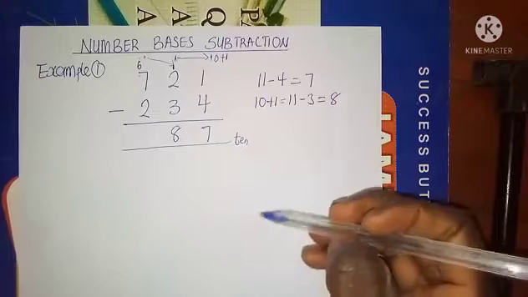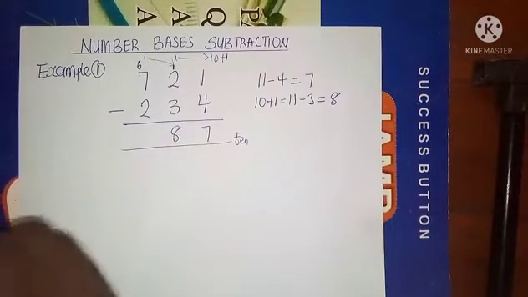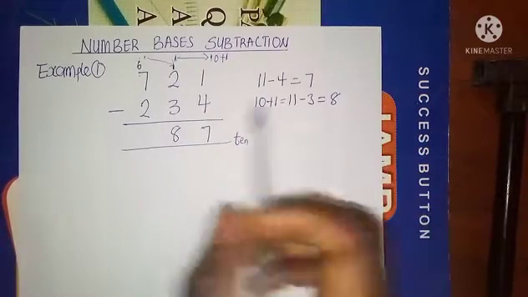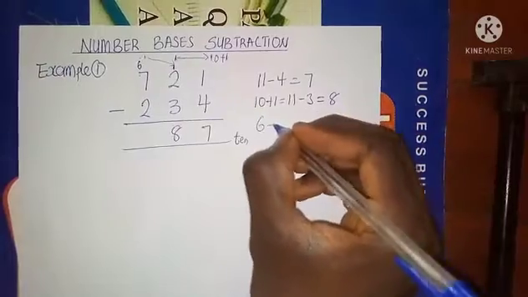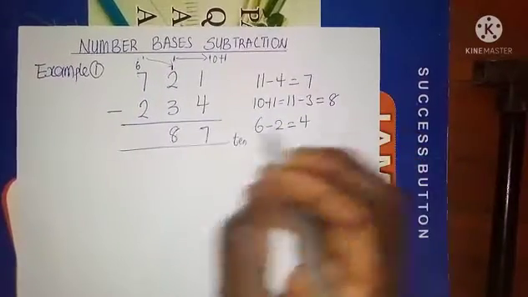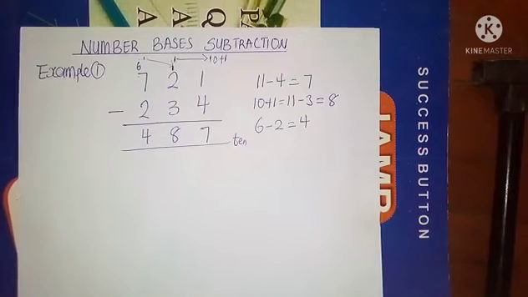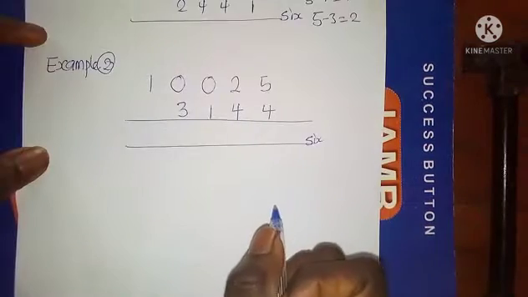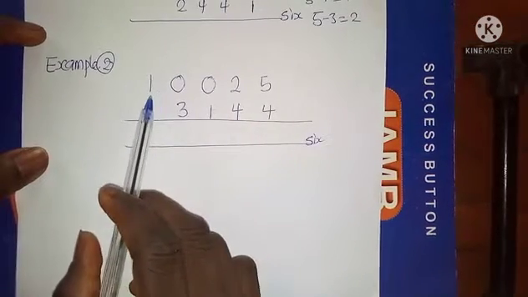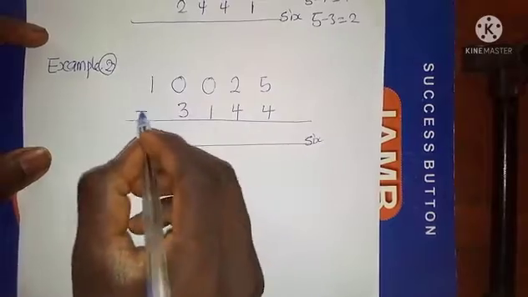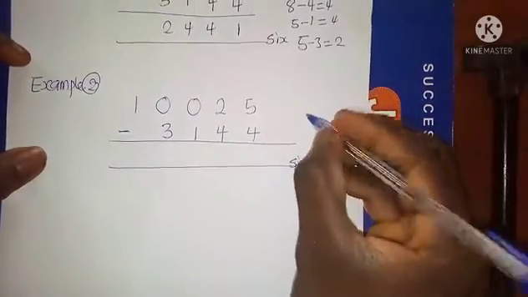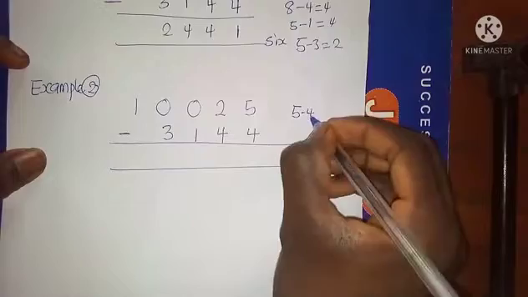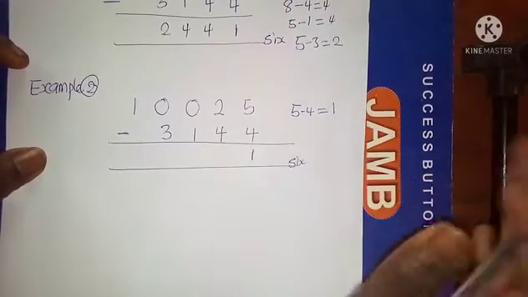If it is base 8, when you borrow 1 from somewhere, it's going to be 8 in that place. So this is 6. You have 6 minus 2, and that's 4. You are going to have 4 like this. This is in base 6 actually. So when you see this now, this is a subtraction. So in base 6, 5 minus 4, that's 1. So this one is okay.